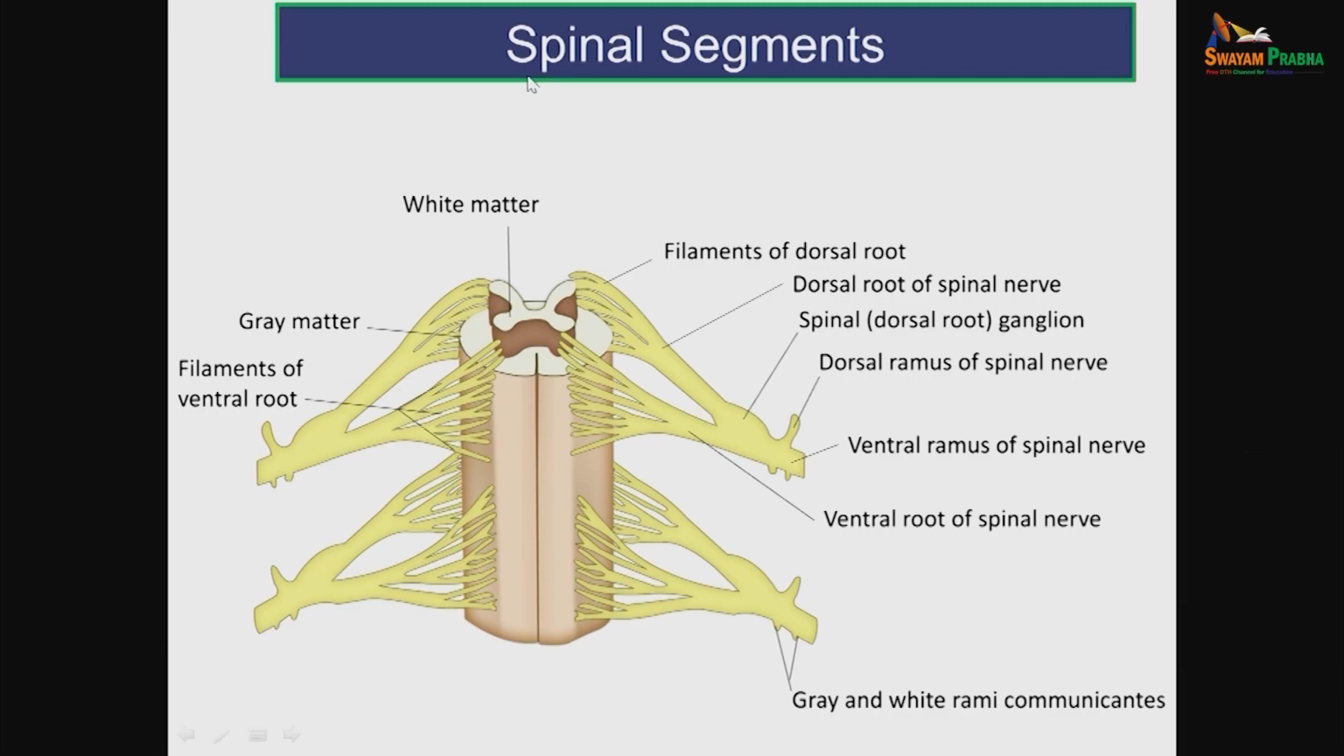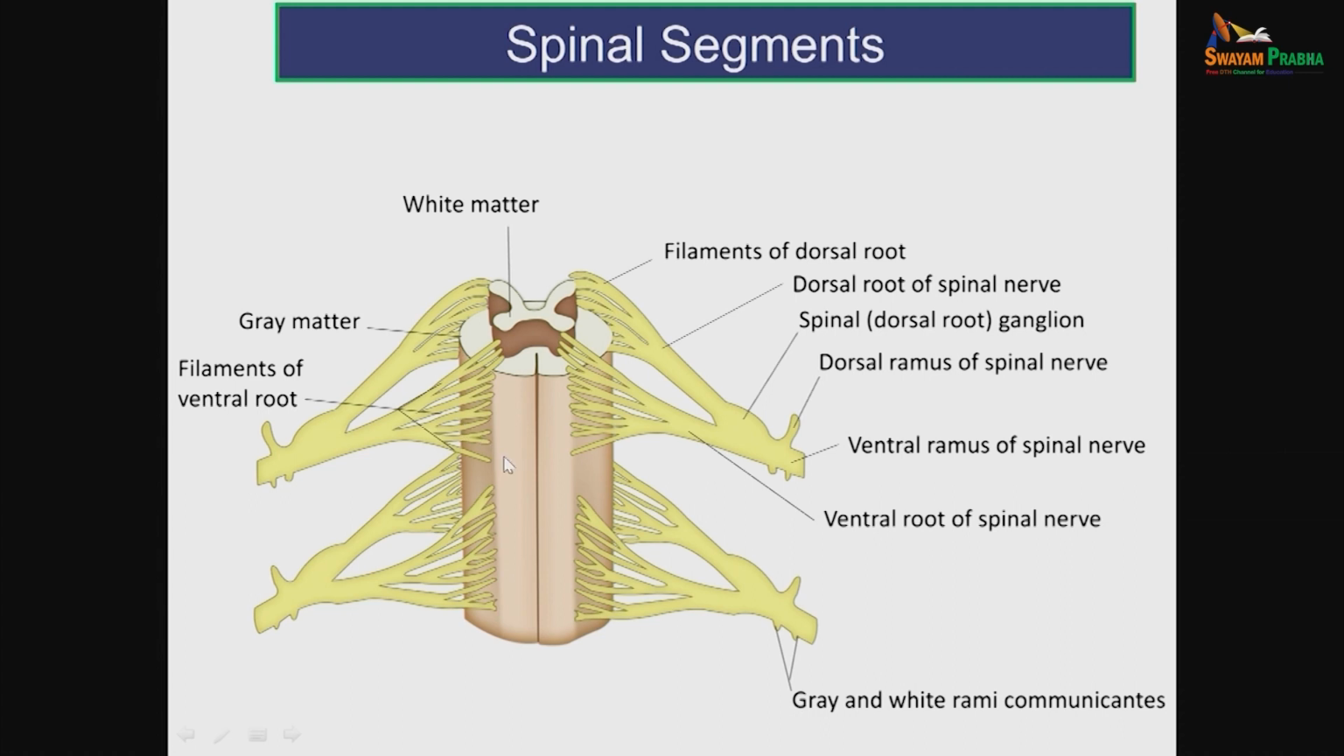So, what is a spinal segment? A spinal segment is the portion of a cord which gives attachment to a pair of spinal nerves. In this, two segments are shown. Please understand that spinal segments are arbitrary. That means there is no surface demarcation between one segment and another segment.